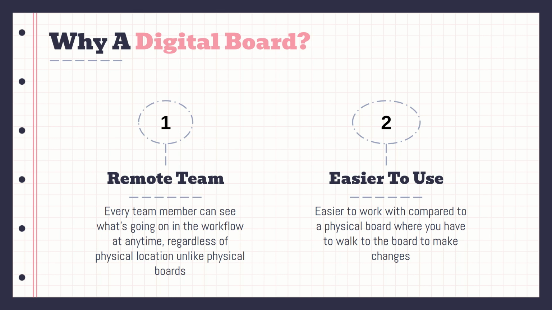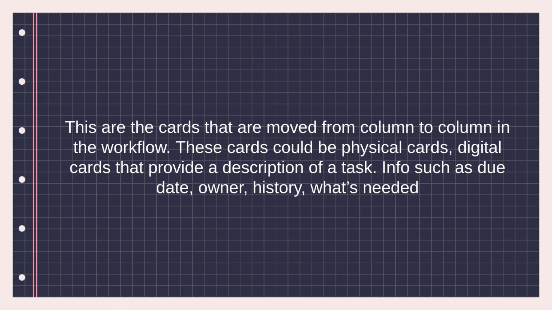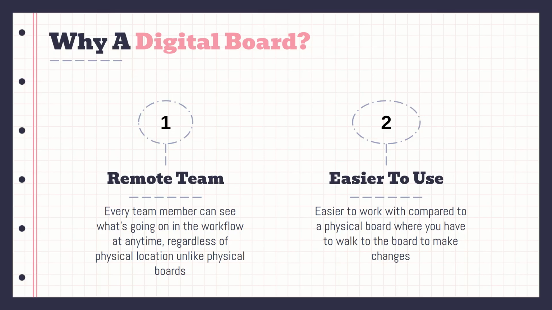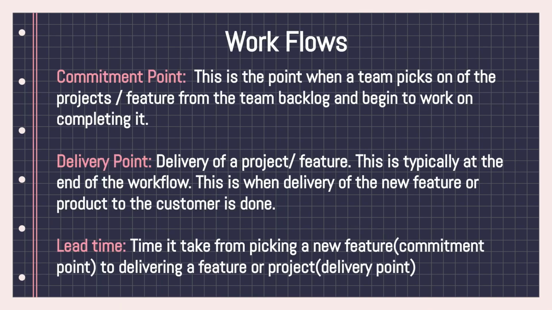Okay, let's look at what a Kanban card is. These are the cards that are moved from column to column in the workflow. This is basically the different tasks that I showed you earlier on. If I go all the way here, these cards are task one, task two, the green, the yellow, the red and the blue boxes. Basically, these are just the Kanban cards.